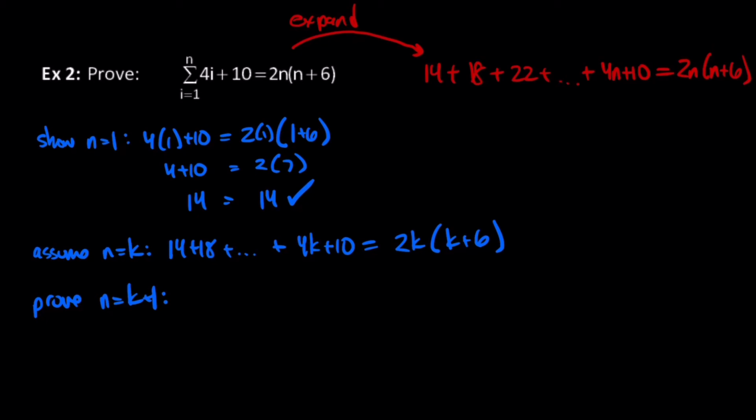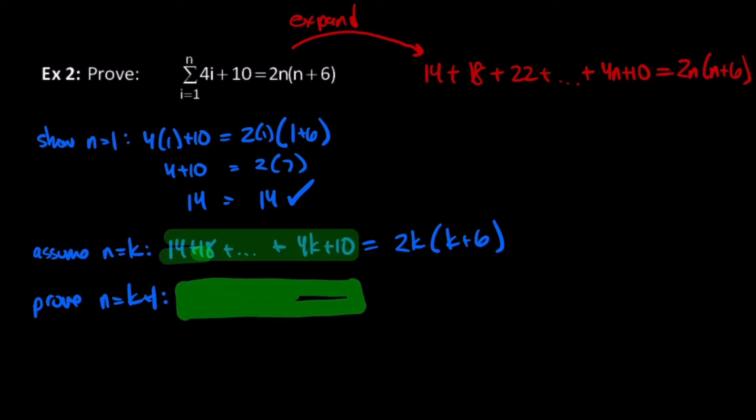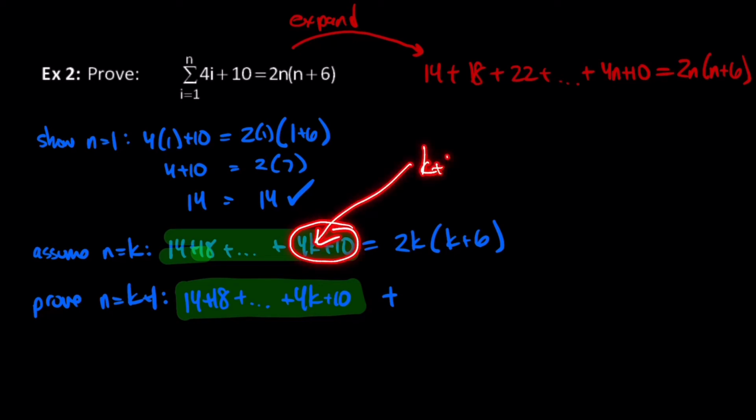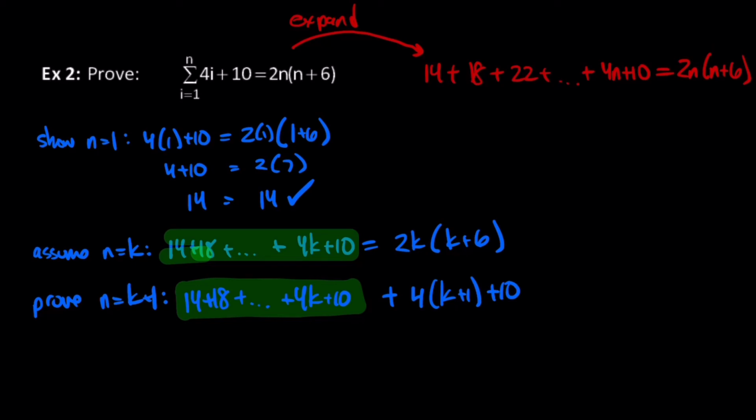So again, what's critical is that you understand you need to take this part of the series, include it in this next step, and then go one term more. So I have 14 plus 18 plus dot, dot, dot, plus 4k plus 10, plus the next term is this expression with a k plus 1 in place of the k. So it's 4 times k plus 1 plus 10 equals.